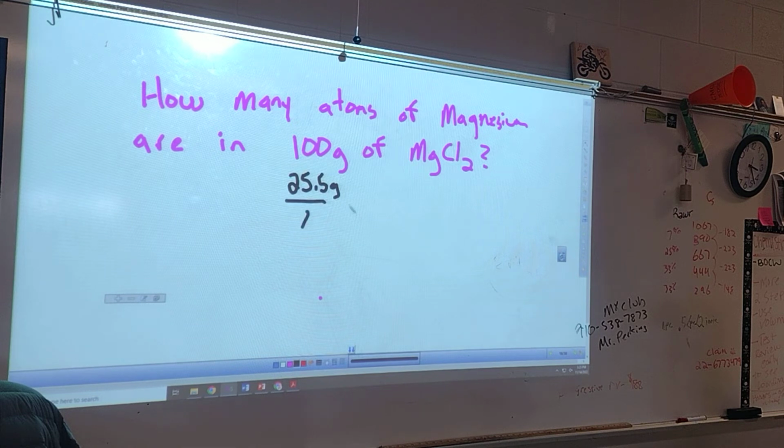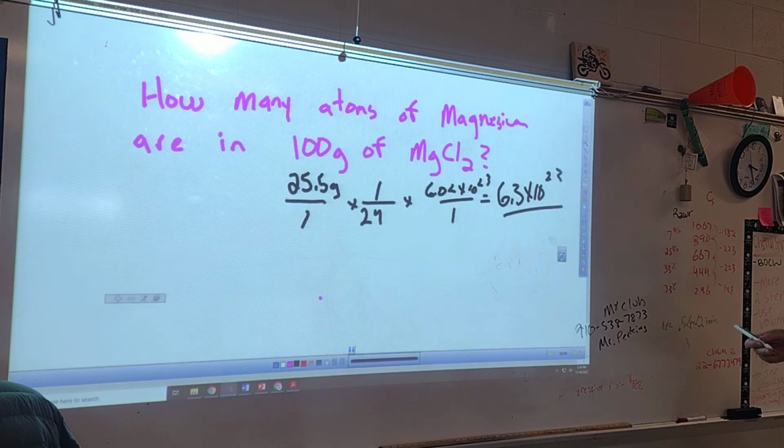That's the number given, times 1 over. What does a mole of magnesium weigh? 24 times 6.02 times 10 to the 23rd. It gives you only a slightly higher number, which is what? 6.3 times 10 to the 23rd. 6.3 or 6.4 times 10 to the 23rd. Does this make sense? That's it.